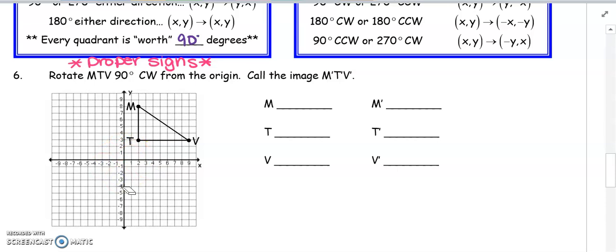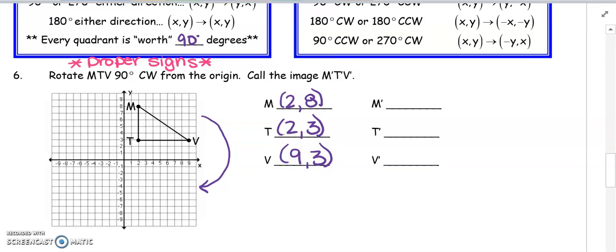So if we try and go ahead and rotate triangle MTV 90 degrees clockwise from the origin, that means in the clockwise rotation, we're moving one quadrant. This MTV is going to end up in quadrant 4. So how we do this is I'm going to first pull the original coordinates. M is 2, 8. T is 2, 3. V is 9, 3.